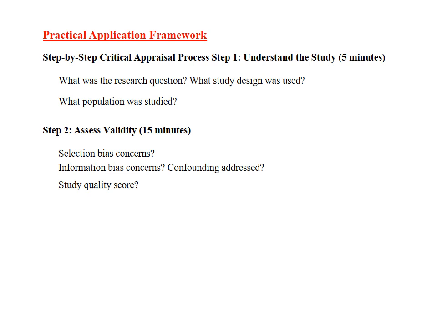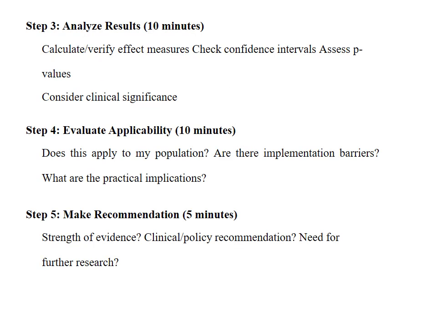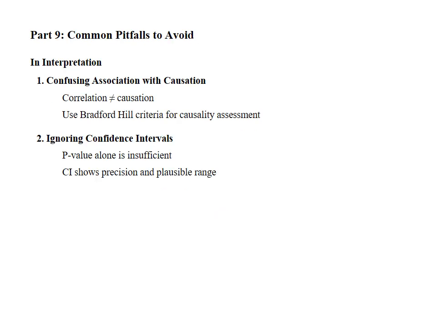Selection bias concerns, information bias concerns, confounding addressed, study quality score. Step number 3 is analyze the results: calculate or verify effect measures, check confidence interval, assess p-values, consider clinical significance. You can say this is the roadmap of any study. Step number 4, evaluate applicability. Does this apply to my population? Are there implementation barriers? What are the practical implications? Number 5, make recommendations: strengths of evidence, clinical or policy recommendation, need for further research.